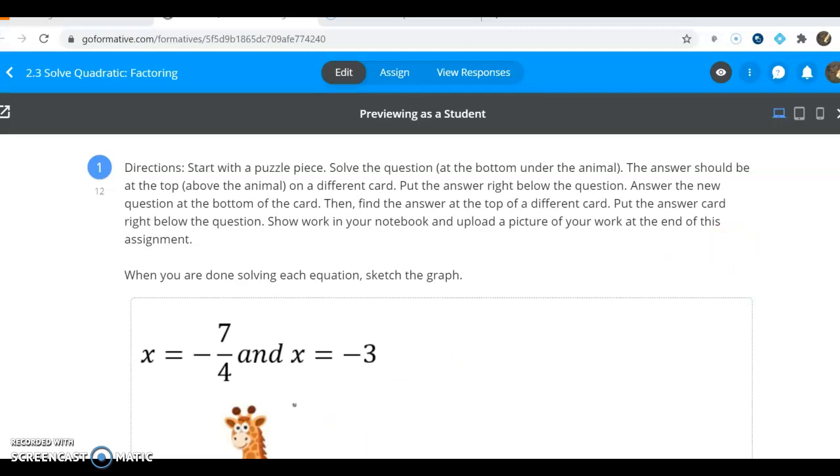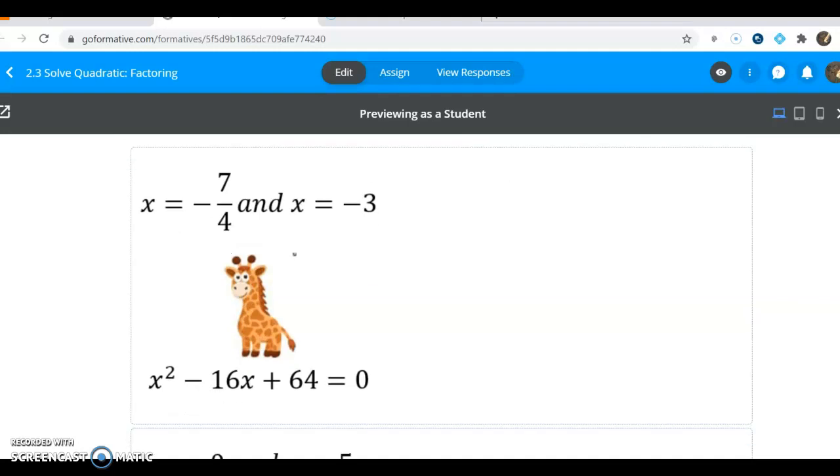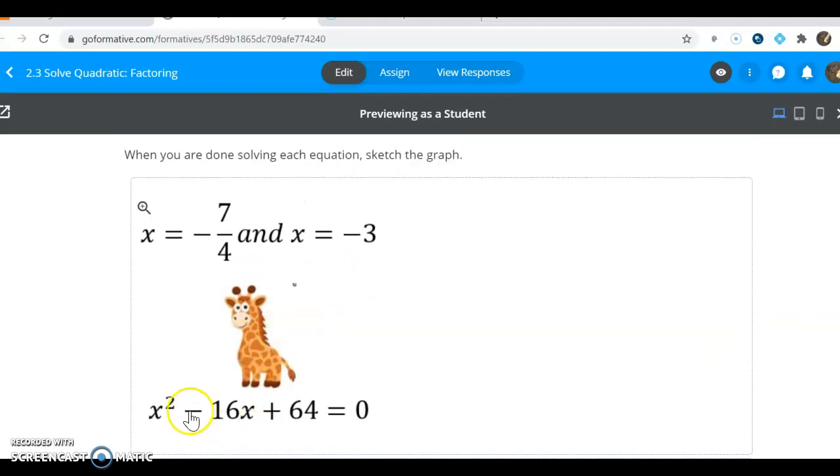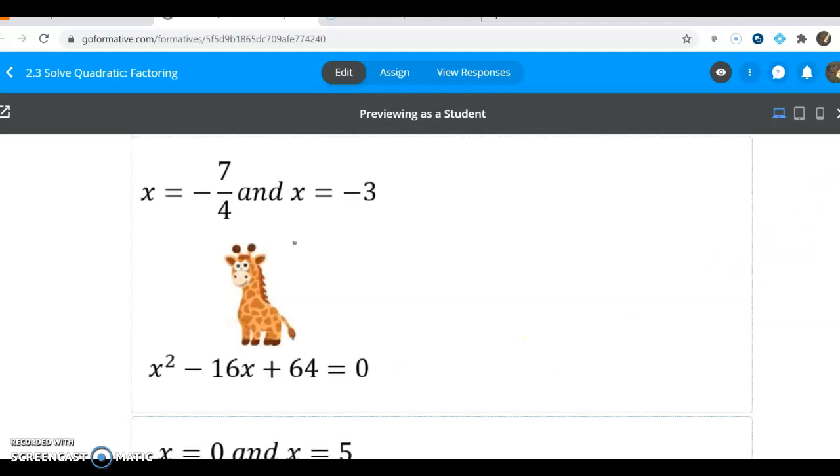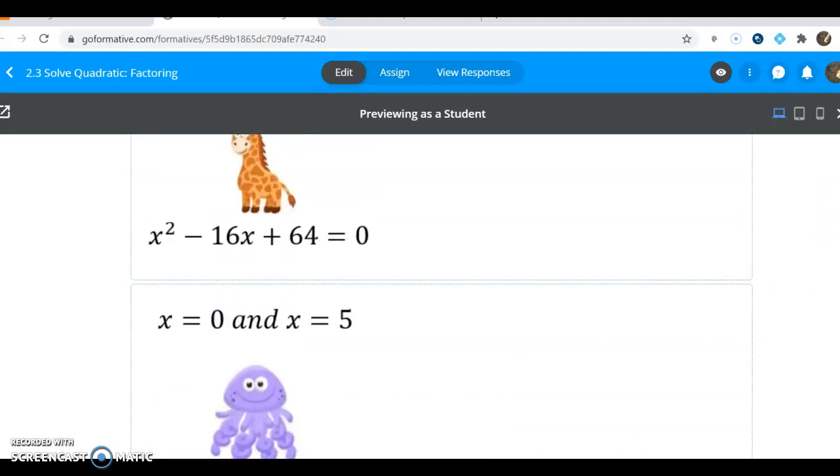So hello, today you're going to do an animal puzzle. It basically just has, if you look at the pieces, like this is one piece. The question is here at the bottom, and then the answers are at the top. These questions and these answers don't correlate, but this is the question, and the answer to this problem at the bottom will be on the top of another puzzle piece.